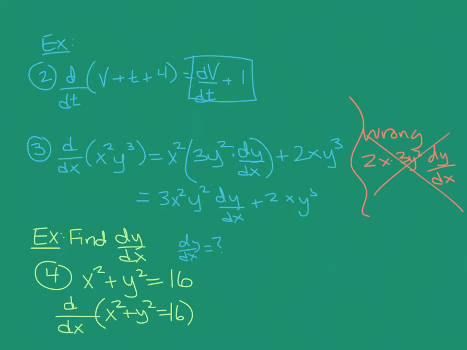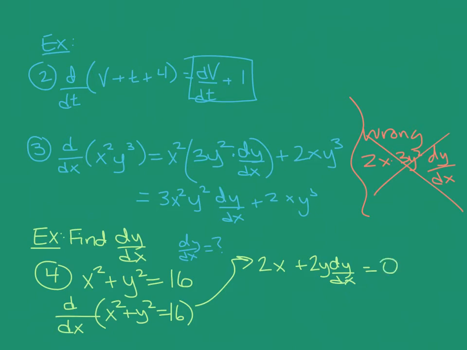So then I'm just going to go ahead and take the derivative of each term individually. So the derivative of x squared with respect to x is 2x. The derivative of y squared with respect to x is going to be 2y times dy/dx. The derivative of 16 is 0. So I got my first step done.